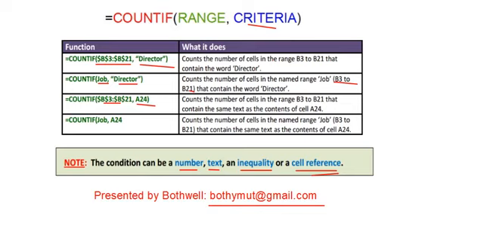Equals Countif, job, comma, A24. There's something missing here: a closing parenthesis. Right? In this case, we are now using a named range for our range, and then for our criteria, we are also using a cell reference. So basically, at the end of the day, this one will count the number of cells in a named range that contains the same text as the contents of cell A24.